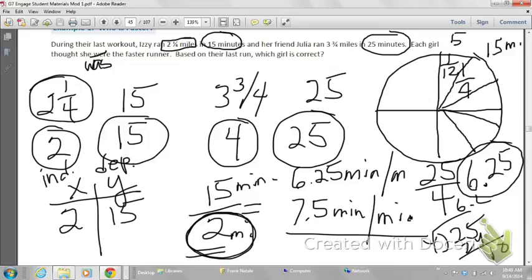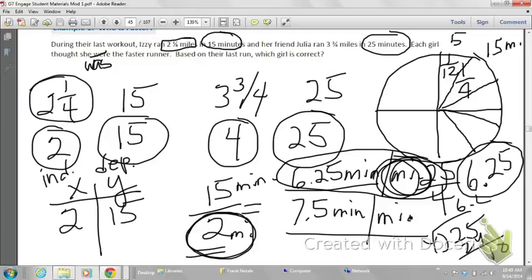per mile. And in this case, if these were the real times, you can see that this girl here, who would have been Julia, would have been the faster runner because she's running a mile in less time. It takes her only 6.25 minutes, which is a decent mile. Both of these are decent miles for me anyway.